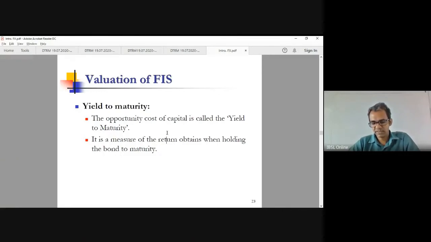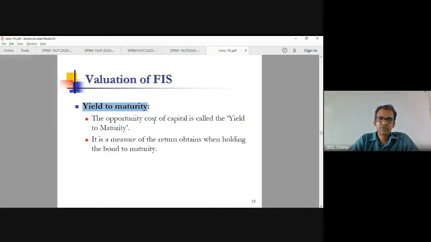With those 3 assumptions only, we can realize this yield. Otherwise, this yield may change from time to time. But at the time of buying the bond or making the investment, this is one of the figures that we can consider to make the investment decision, whether to buy this bond or not.